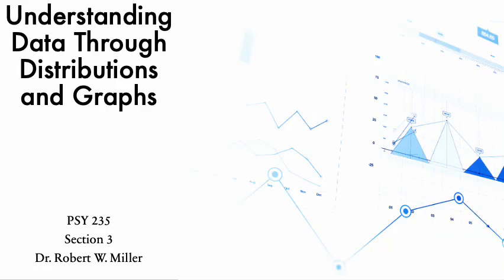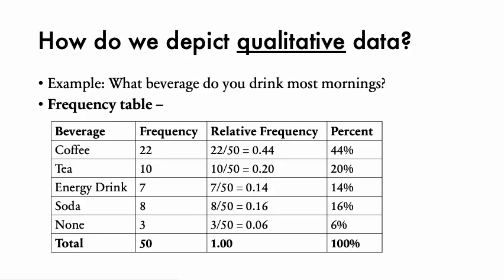In this section, we're going to be talking about different methods for data visualization and also some of the errors that we might encounter, or pitfalls, in trying to visualize certain types of data. First, we're going to talk about how we visualize qualitative data.